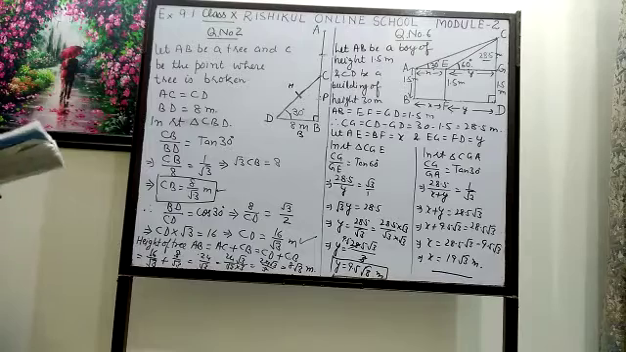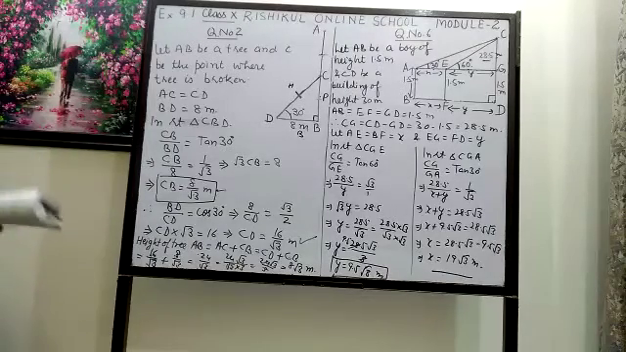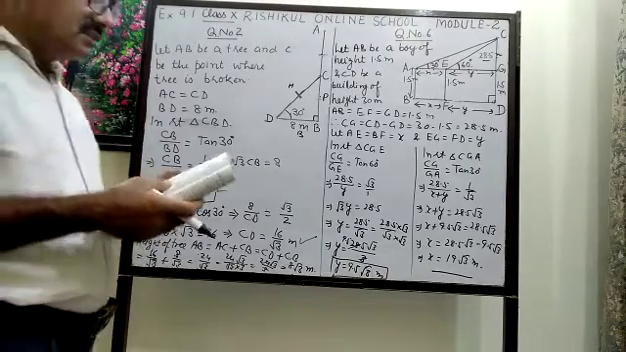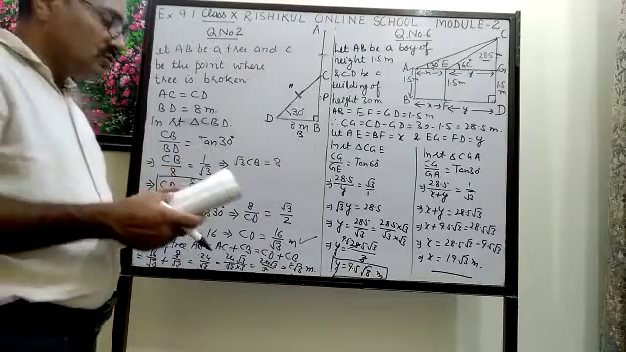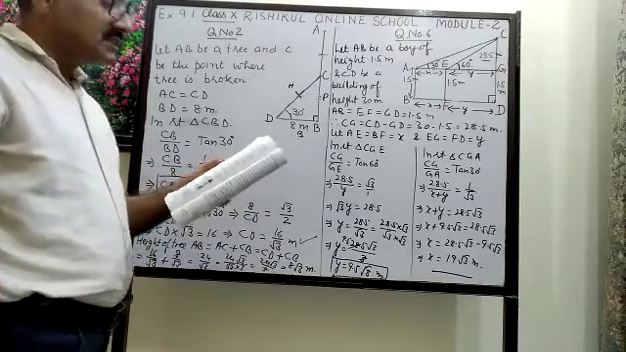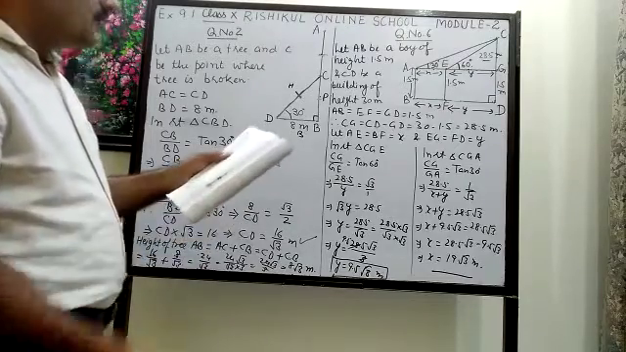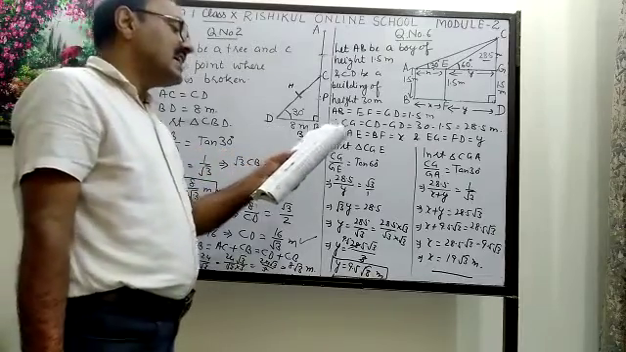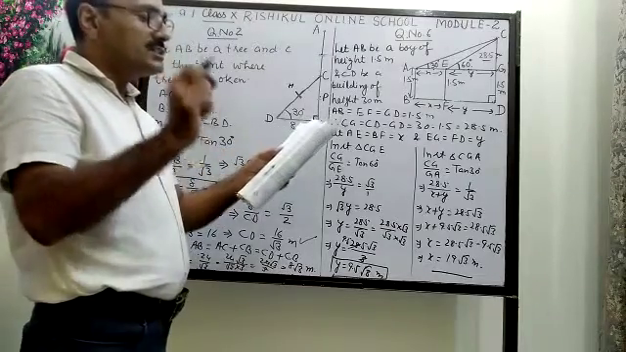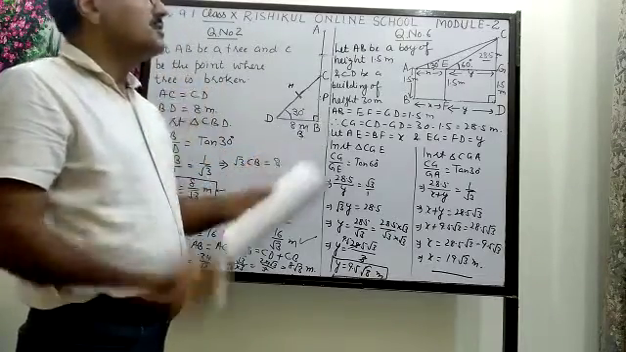Now you see the next question, beta. The next question is a very important question. I will solve question number 6, beta. Question number 6 is: a 1.5 meter tall boy is standing at some distance from a 30 meter tall building.